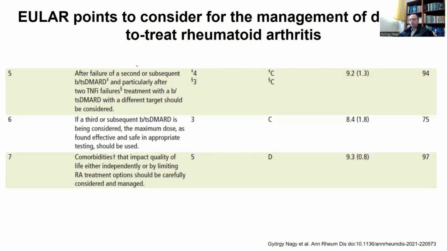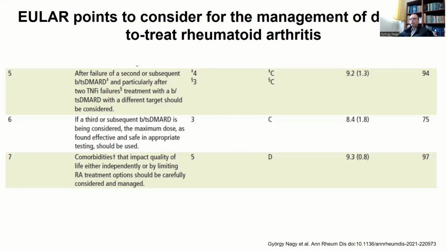Let's see what was the fifth point. The fifth point was regarding the pharmacological treatment, and we recommend that after failure of a second or subsequent biological or targeted synthetic, and particularly after 2 TNF failures, treatment with a biological or targeted synthetic with a different target should be considered. So we suggest to change mechanism of action instead of keeping the same mechanism of action and jumping to another medication within the same group.